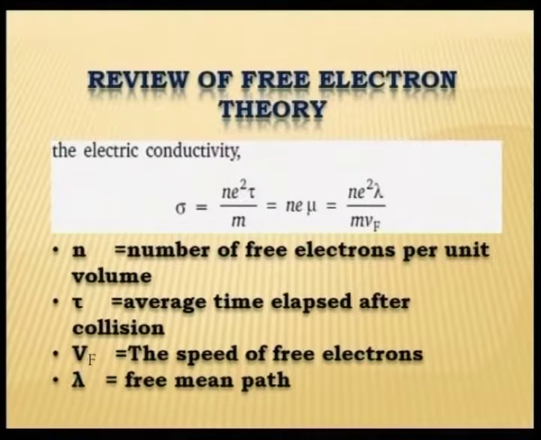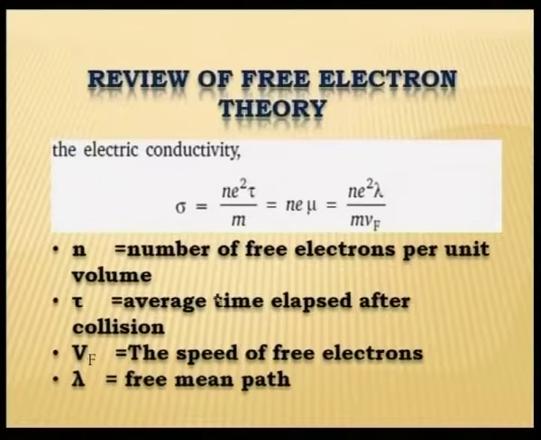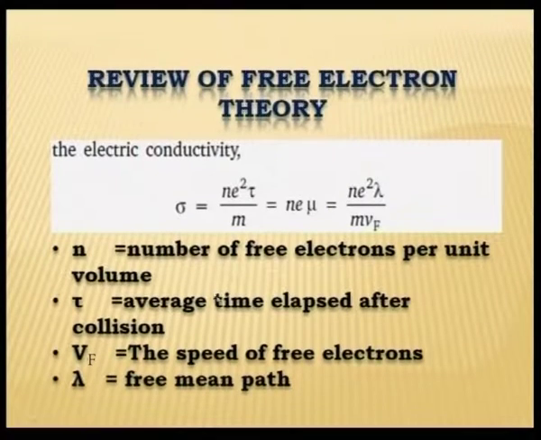Mobility is what? It is e tau by m, and tau is the relaxation time, how long the electron is free, that is, the time taken between two successive collisions. And you have a parameter here, V f, the average speed of the electrons, and lambda is the mean free path, about which I told you. I showed the picture in the earlier lecture.